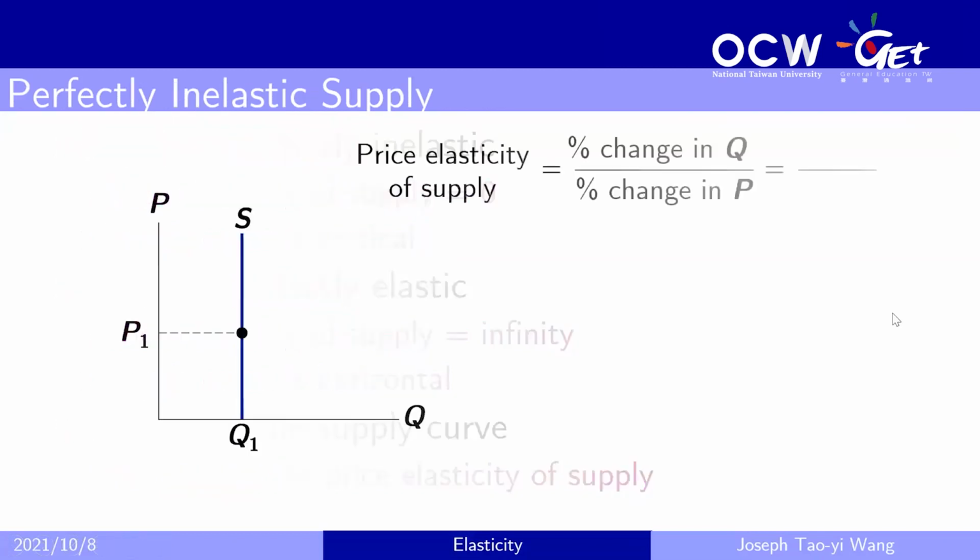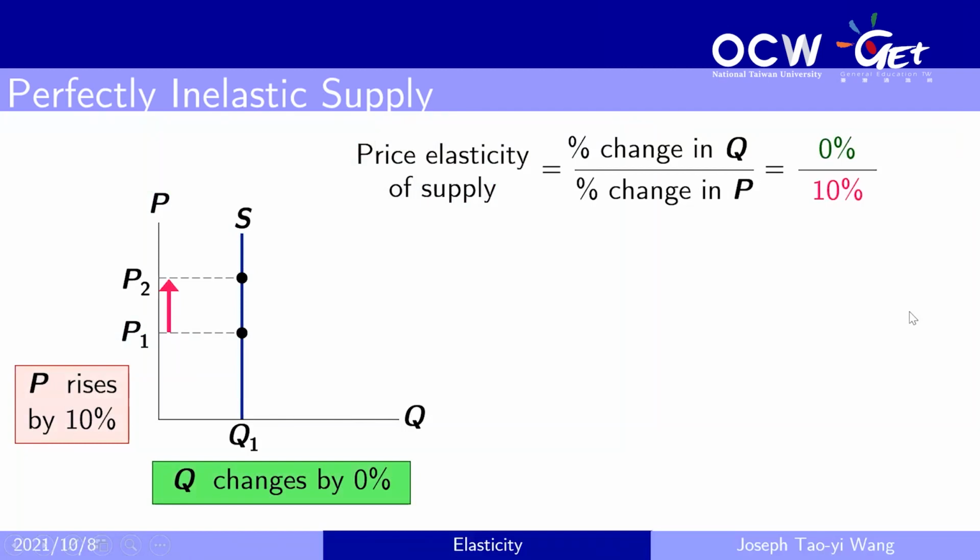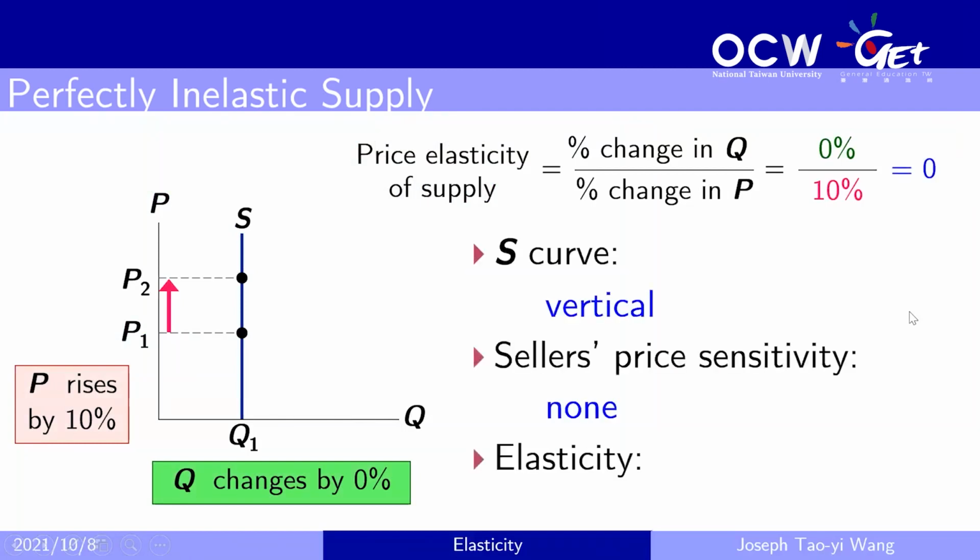All right, let's take a look. A vertical supply curve is perfectly inelastic supply. When the price goes up by 10%, quantity supplied does not change. So you have a price elasticity of 0 and a vertical supply curve. Sellers are not sensitive to prices at all.